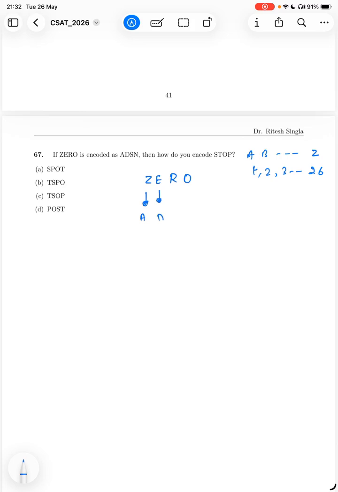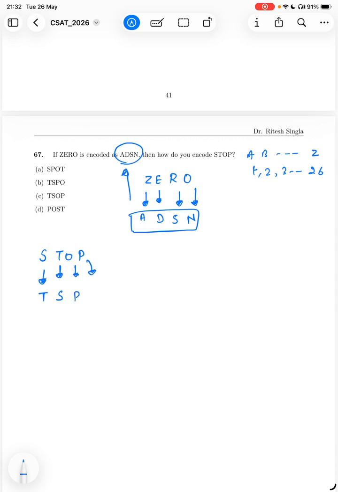For example, from Z it is going to A. From E it is going to D. From R it is going to S. And from O it is going to P. So ZERO becomes ADSP, right? You have observed the pattern. So you have STOP. From S you should go to the next letter, which will be T. From T you should go to the previous letter, which is S. From O you should go to the next letter, which is P. And from P we should go to the previous letter, which is O. So the answer is TSPO, option B.